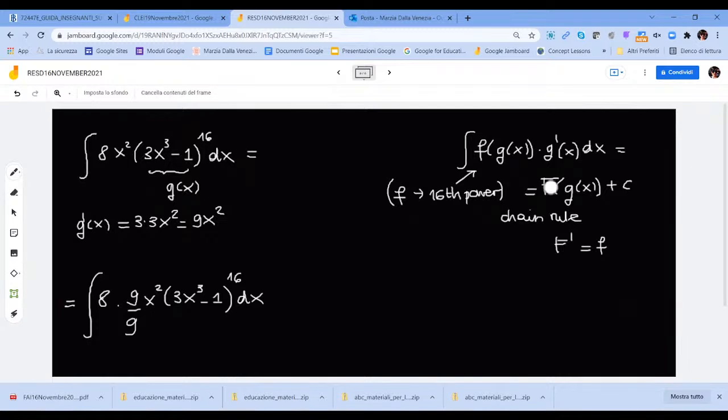Good. What is the primitive of the 16th power? It is, again, f raised to 16 plus 1 divided by 16 plus 1, as we performed before. So that means this is 8 ninths, because this belongs to the computation.